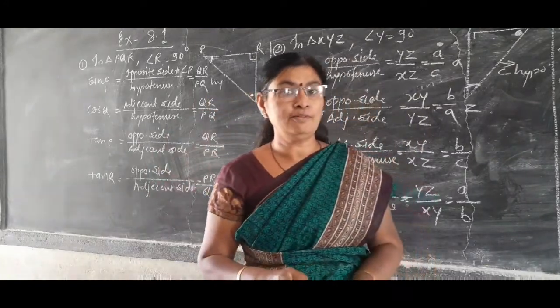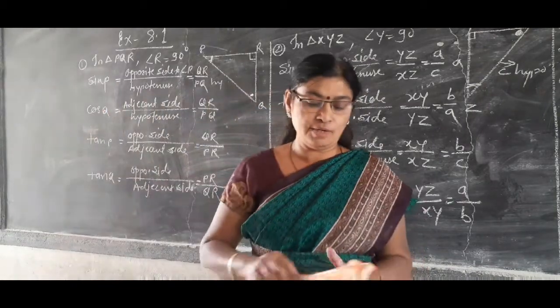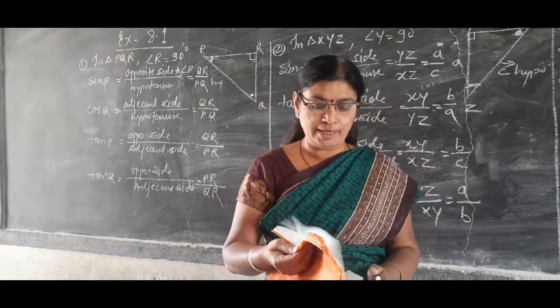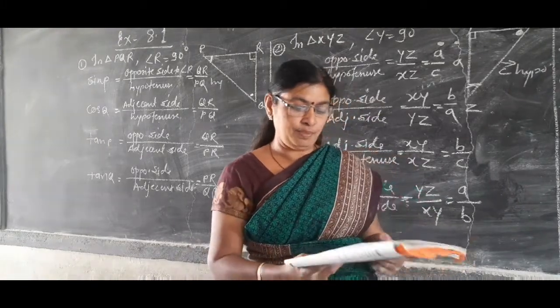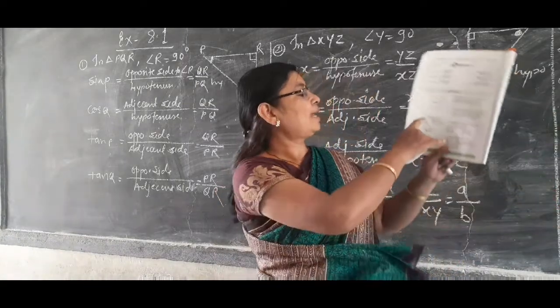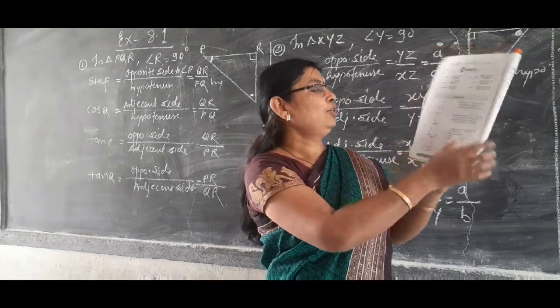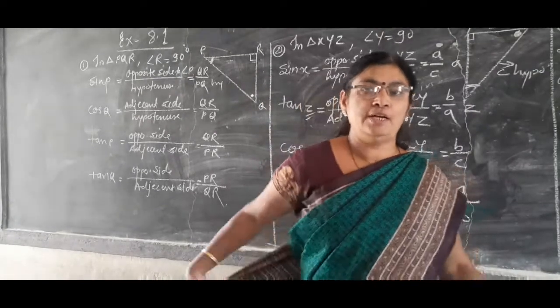Now let's start the fourth problem. The third problem is homework for students. What is given in the third problem? In the third problem, you have to find out the values of sin 50, cos 50, tan 40 and cos 40. Now a triangle is given, and the angles 50 and 40 are given. You have to write down the ratios and then find out the answer.